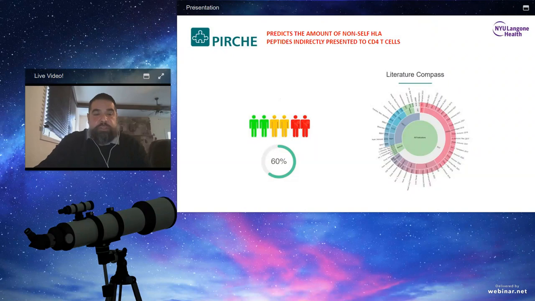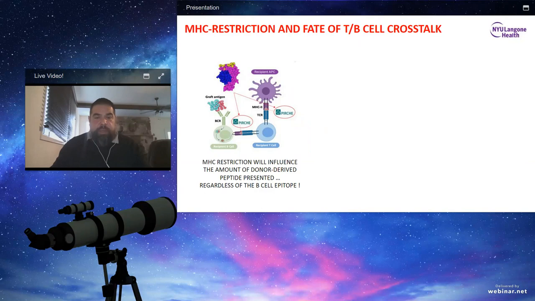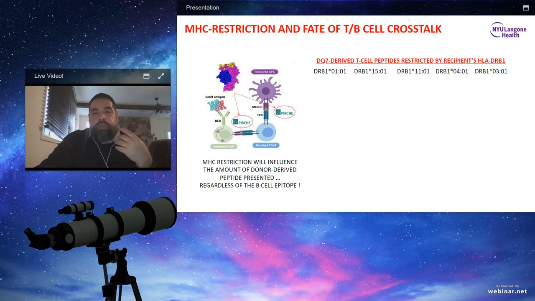But the MHC restriction is very important, and we cannot forget about it. You also need to remember that it's kind of disjointed from the B cell epitope, that is, the capability of our B cells to recognize non-self epitopes in the donor-derived mismatched HLA antigens. The two phenomena are kind of dissociated from one another and then linked together at the end of it. So to make an easy example, I want to show you the potential peptides derived from a DQ7 molecule that can be restricted by different DR antigens. And here I'm going to show you DR1, DR15, DR11, DR4, and DR17.